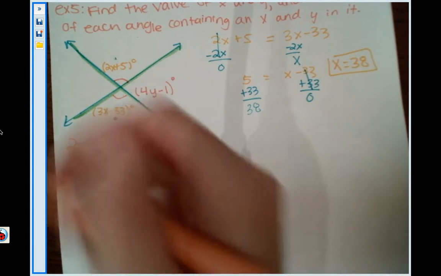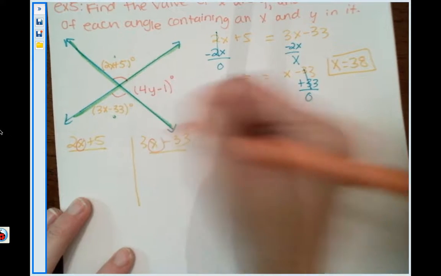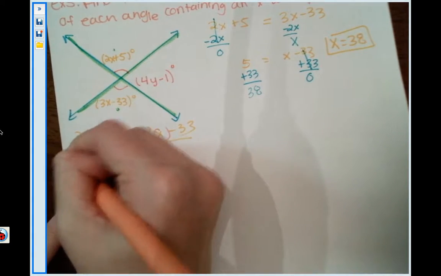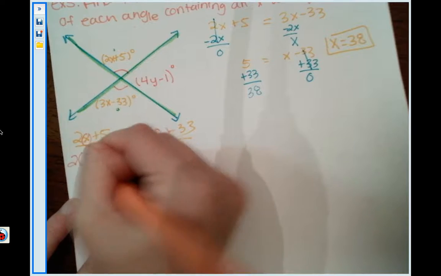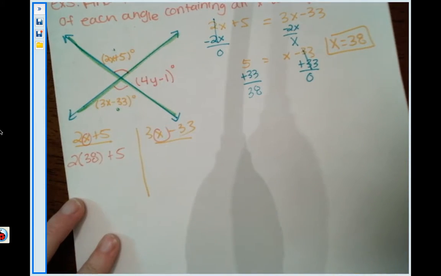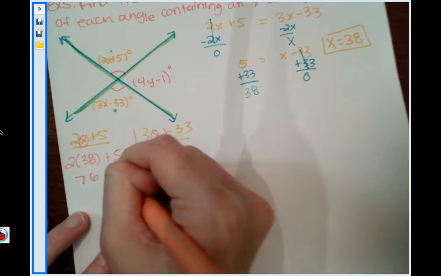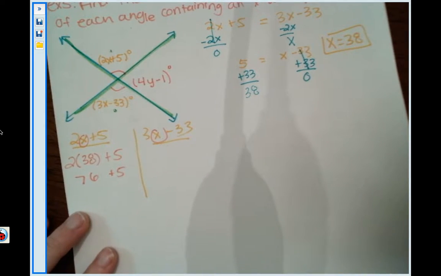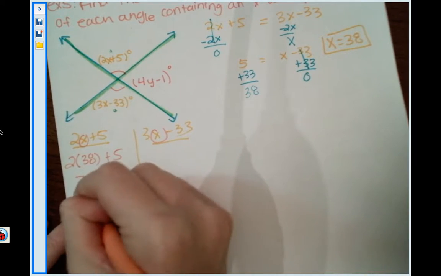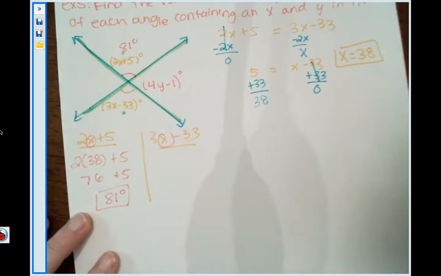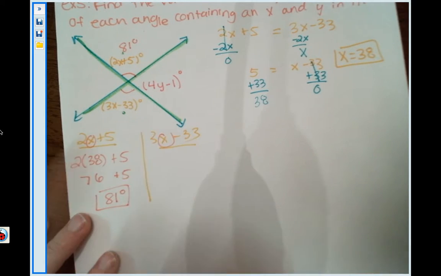All right, so I'm replacing my x's with a 38. So 2 parentheses 38 plus 5. 2 times 38 is going to give me 76 plus 5, and 76 plus 5 gives me 81 degrees. Yay. So I know that this angle is 81 degrees. So if I did this correctly, this one should also be 81.